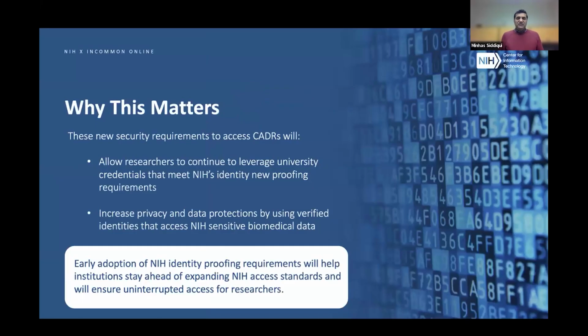So up until this point, we've talked about standards, requirements, and architecture. This slide answers the most important question, which is why this matters, especially to researchers and institutions. These changes are not about adding barriers. They're about preserving access while raising trust. First, it allows users and researchers to continue to use their university credentials that meet NIH's stronger identity proofing requirements without going through another identity proofing process, which is time-consuming and intrusive as you have to provide documents.